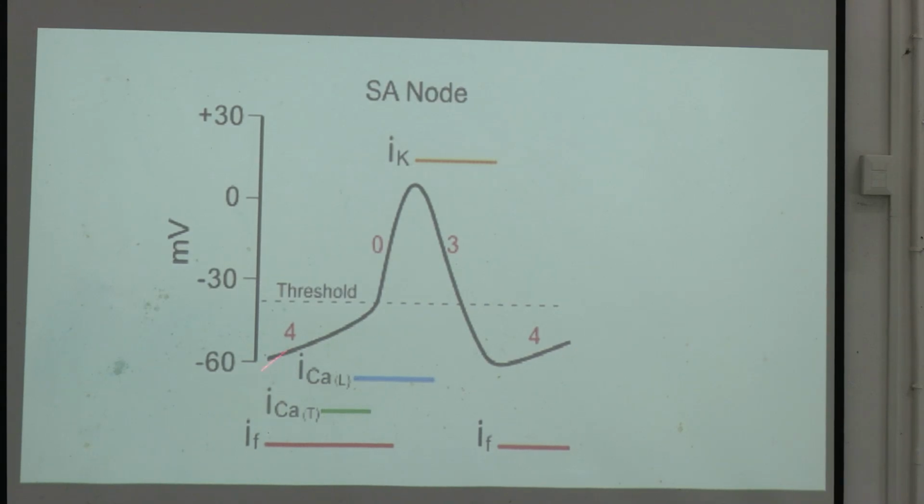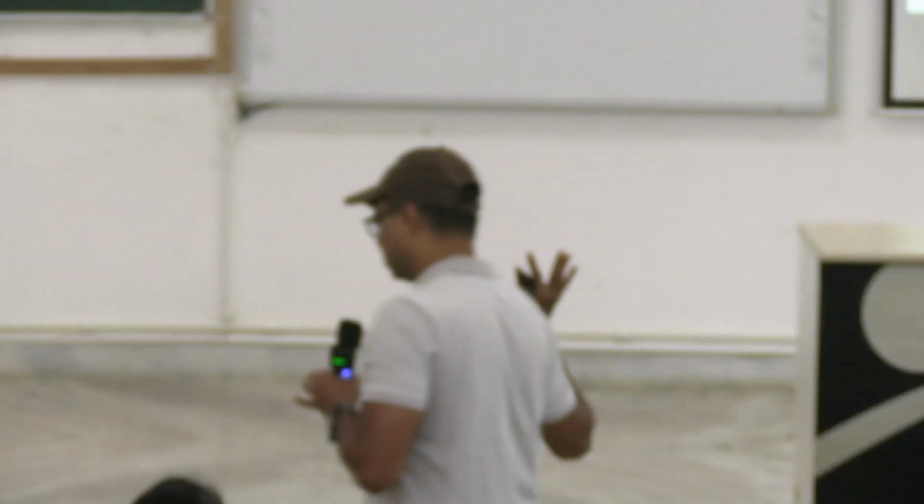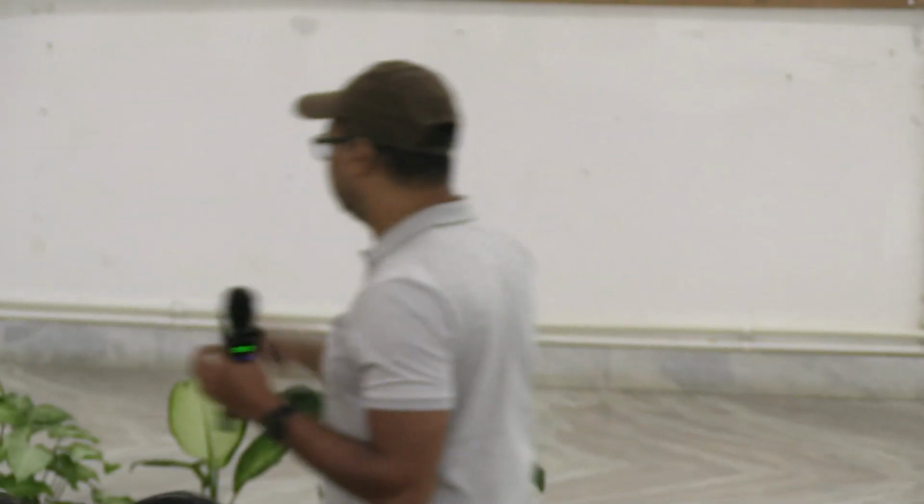During phase 4, these 3 currents are important: one is the long lasting calcium channel, another is the transient calcium channel, and another is the funny current. The red, blue and green lines indicate the time duration the channel is open during phase 4. You see F current is open throughout phase 4, so F current is the most important current responsible for phase 4, also called the pacemaker potential. Remember, phase 4 is pacemaker potential. Again, an MCQ zone.